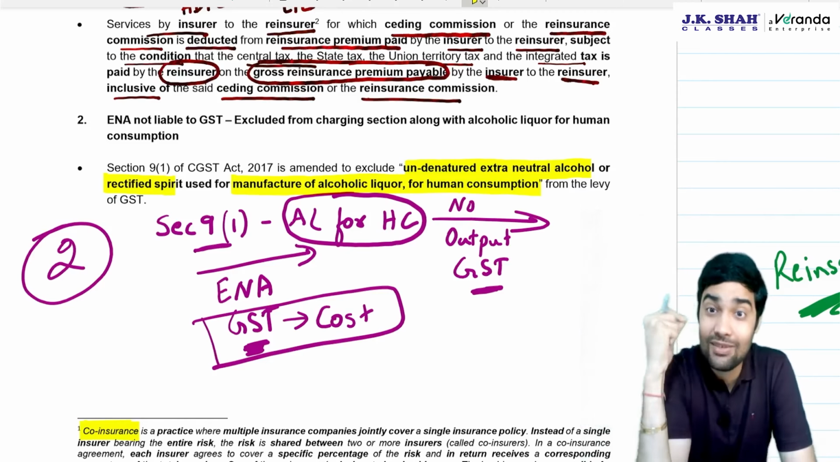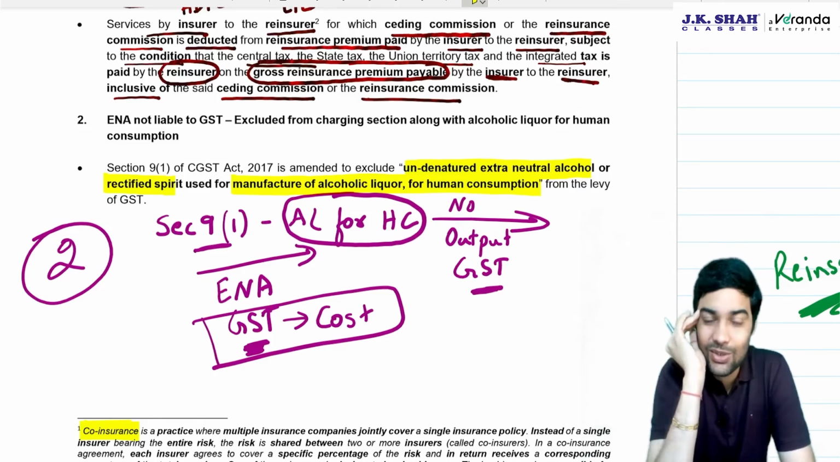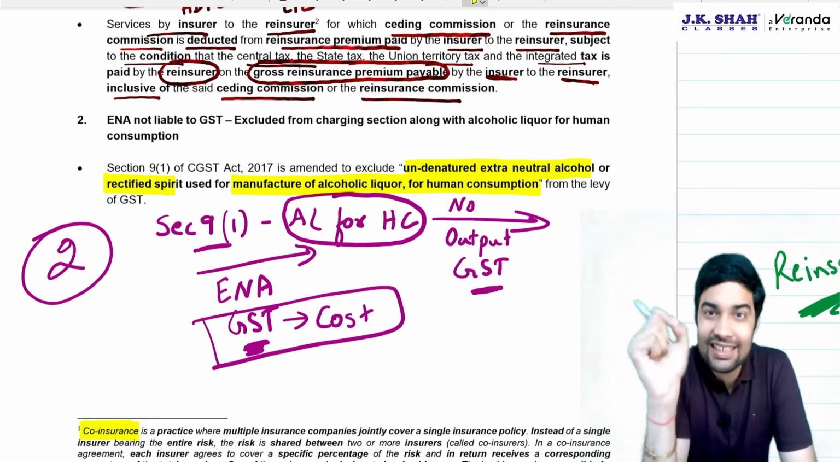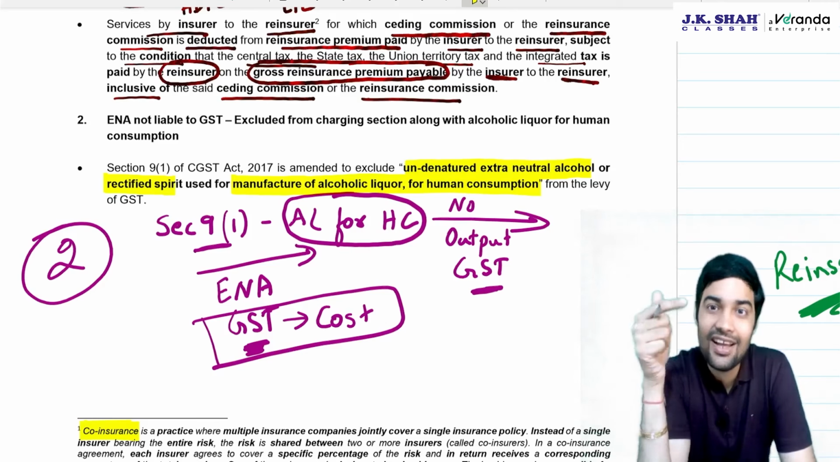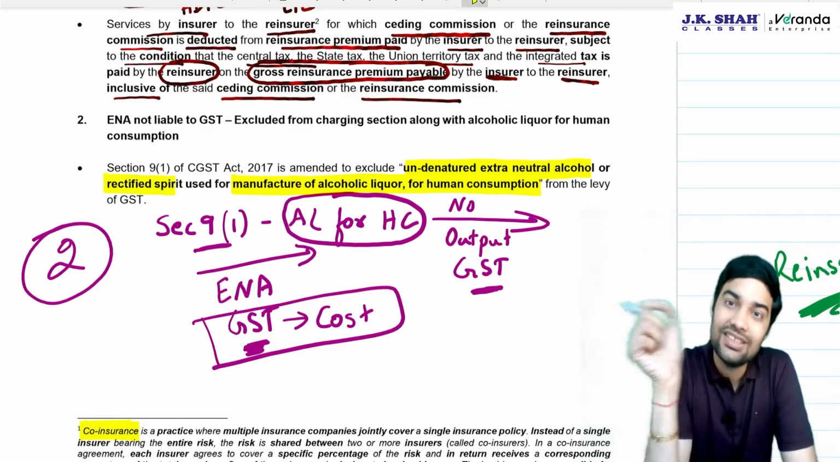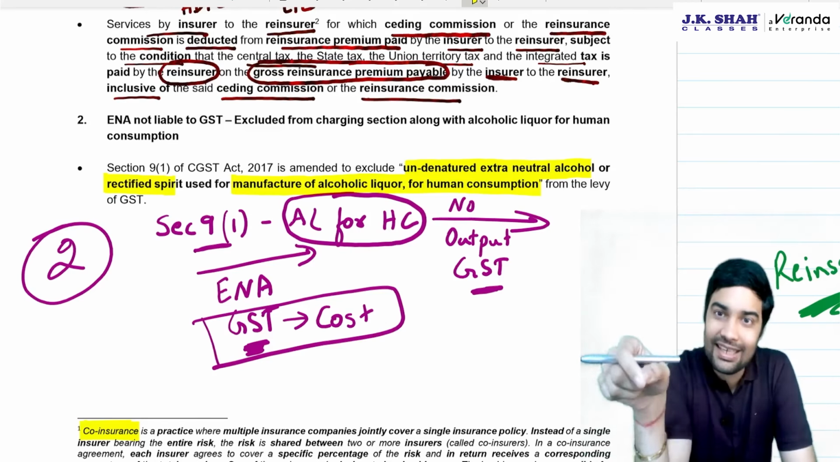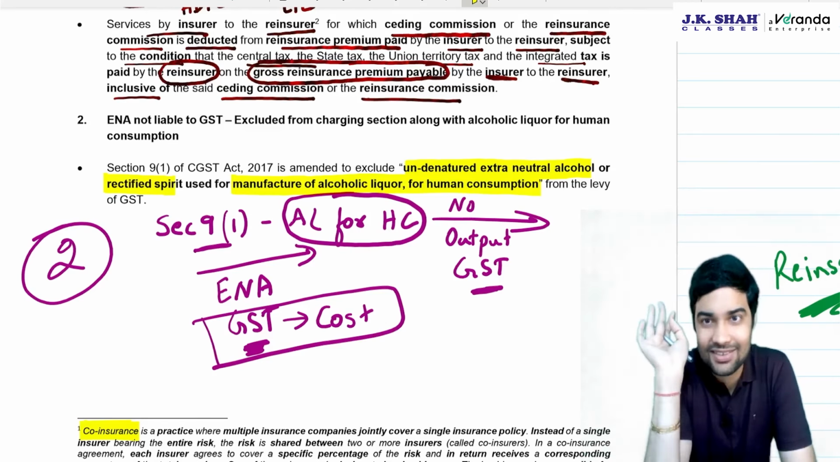So again, with me, so that you remember it very well. Undenatured ENA, extra neutral alcohol or rectified spirit used for manufacture of alcoholic liquor for human consumption.